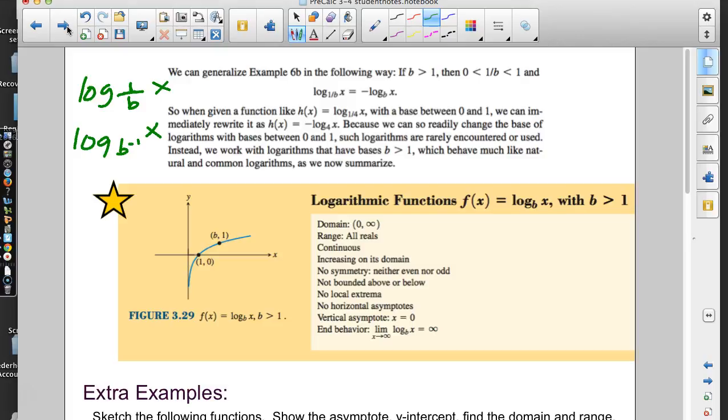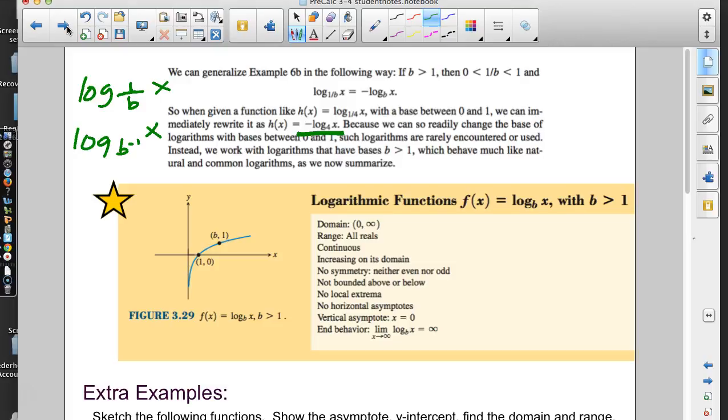So when given a function like logarithm base 1/4 of x, our base is between 0 and 1, we can immediately rewrite it as negative log base 4 of x, using the fact that 4 to the -1 is 1/4. Because we can so readily change the base of logarithms with bases between 0 and 1, such logarithms are rarely encountered or used. Don't use bases with fractions very often. It's just something we need to know about.